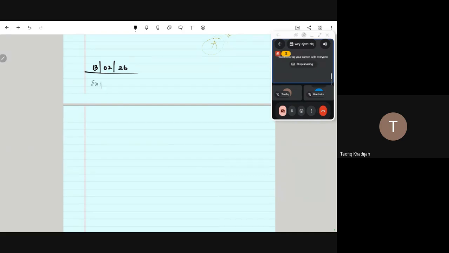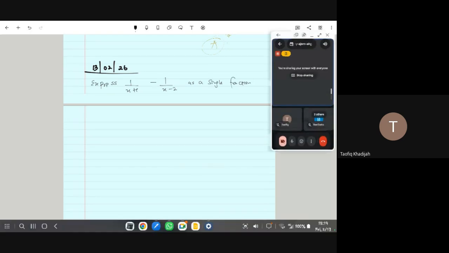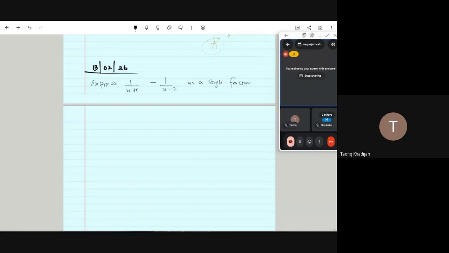Express 1 over x plus 1 minus 1 over x minus 2 as a single fraction. This question is a UTME question. So again, it's like a fraction, but it's not any type of fraction, it's an algebra. There's a way we go around algebra when we want to solve algebra questions.